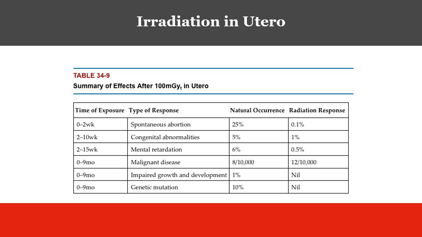So a summary of effects after 100 milligray in utero were found to be at 0 to 2nd week, spontaneous abortion, which is called prenatal death. 2nd to 10th week were congenital abnormalities that we talked about. 0 to 9 months would be malignant disease, and I skipped one there, but there were some other items that were found too.